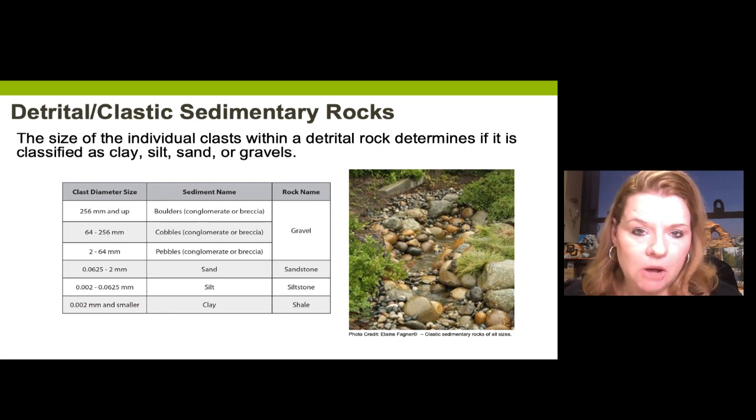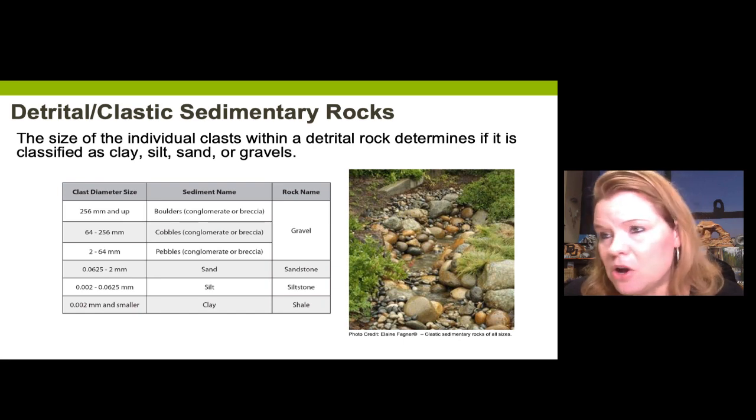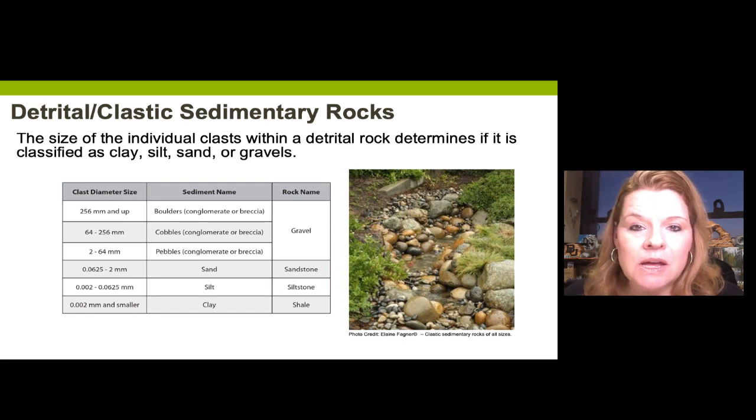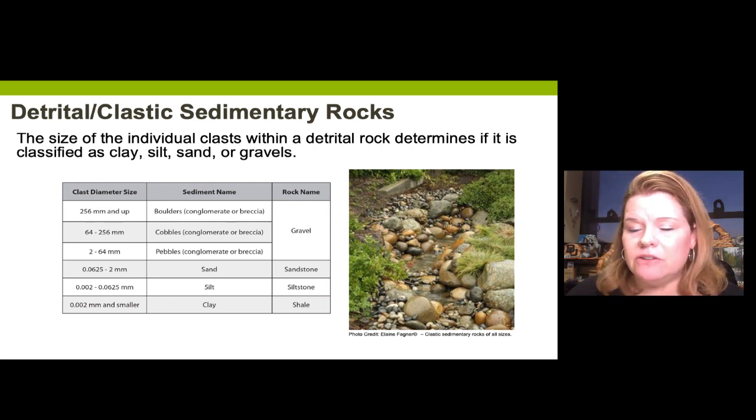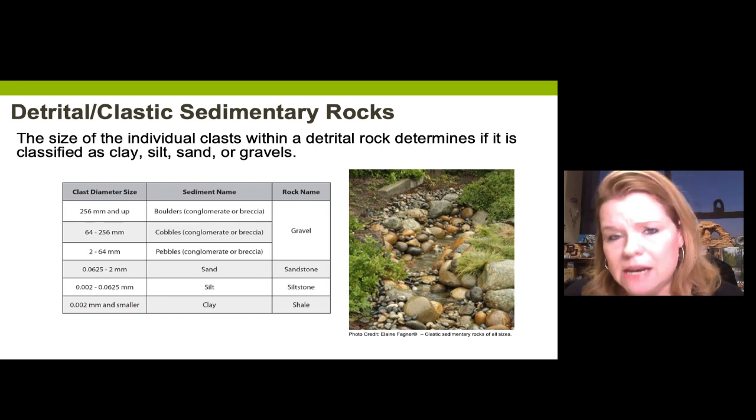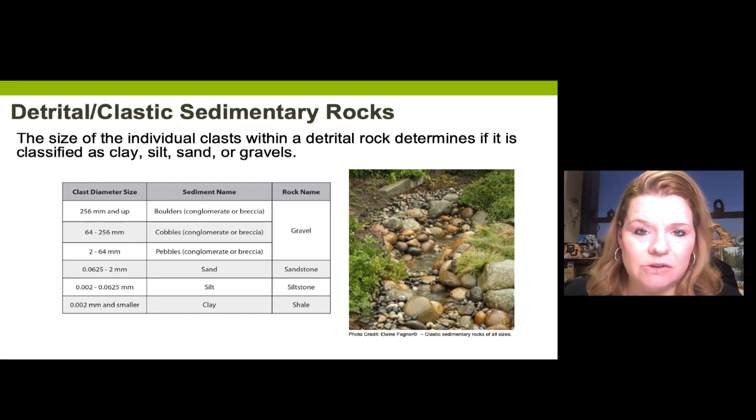So let's get to the smallest type of detrital sedimentary rock, which is shale. Some people call it mudstone or claystone. Bottom line, it's shale. And shale is made of clay. Clay is 0.002 millimeters in diameter and smaller. Bottom line is, if you took a millimeter reading of this stuff and looked under a microscope, there'd be too many of the little clasts to count.